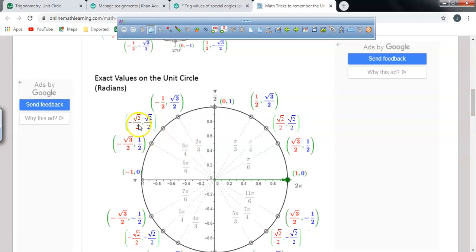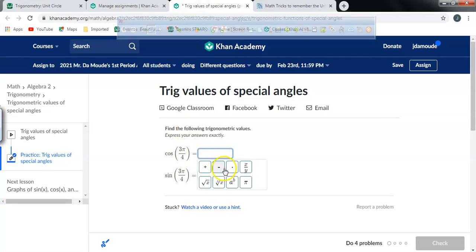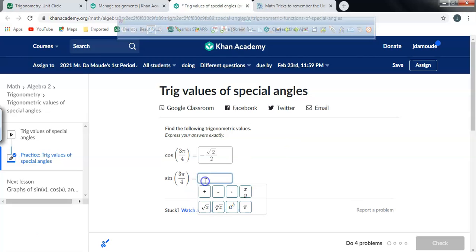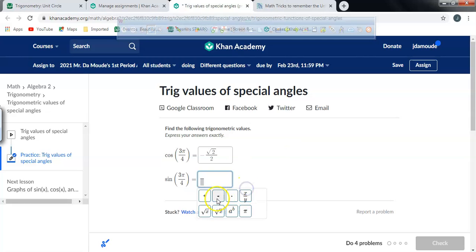Now, like I said, take a look right here. 3 pi over 4. There it is. Negative radical 2 over 2. Positive radical 2 over 2. It's not working very well. Negative radical 2 over 2 and positive radical 2 over 2.